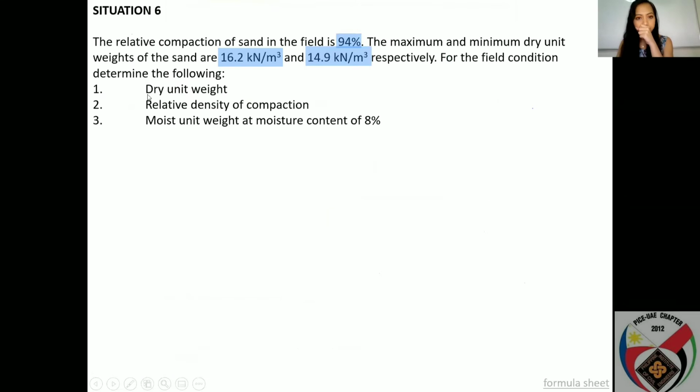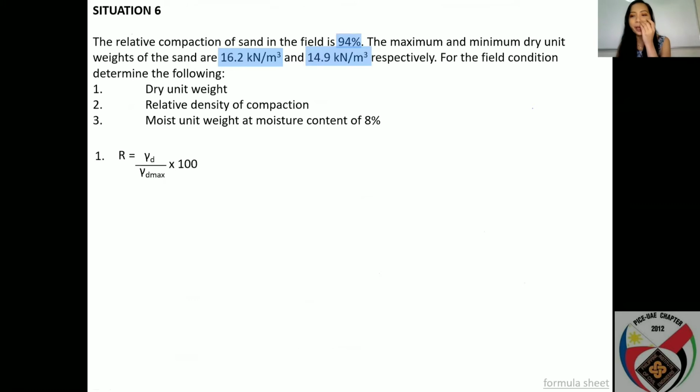Balik ako sa situation 6. What I have is the R, or the relative compaction, is equal to the dry unit weight over maximum dry unit weight times 100. Plug in ko siya ngayon.